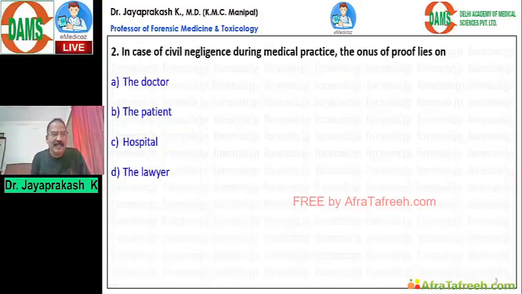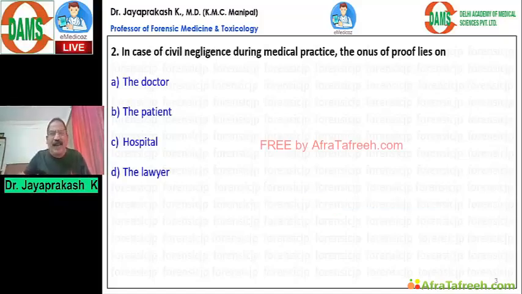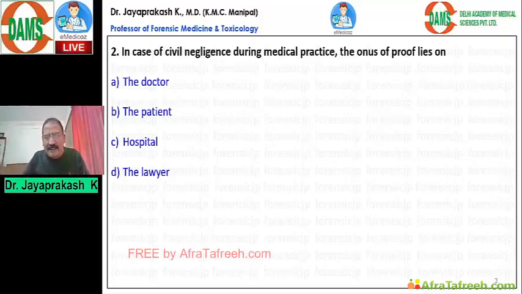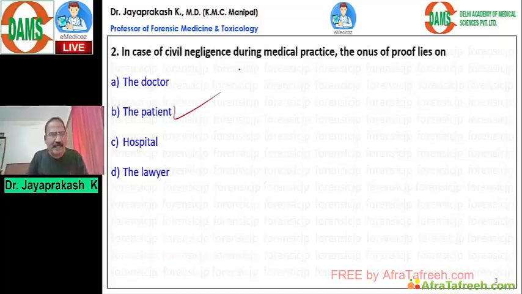Okay. In case of civil negligence during malpractice, the onus of proof lies on. This is also a question asked in the last NEET. And you know very well, who has to prove the doctor negligent? Why should the doctor prove that he is negligent? The negligence has to be proved by the patient himself. The patient has to prove, not anybody else. The patient has to prove, not the hospital, not the lawyer, not the doctor.